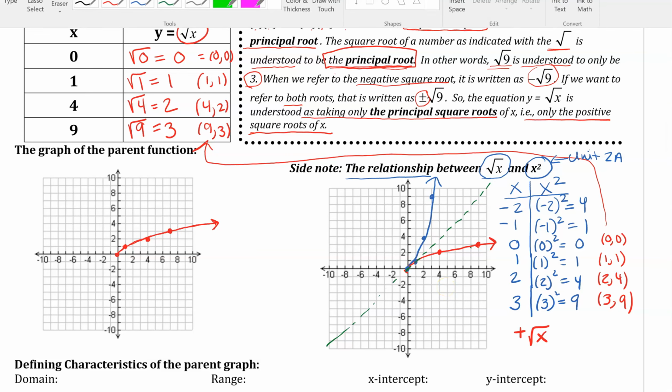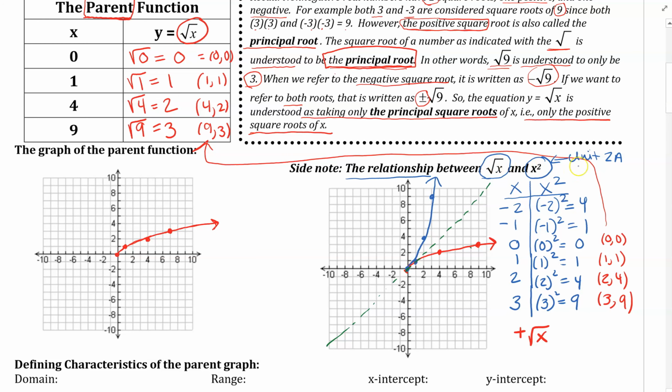Let me clarify this a little bit. We could say they're inverses of each other for values of x that are greater than or equal to 0. So from here on, x squared and the square root of x are exact inverses of each other. And that's how I want you to always think of it. They will basically reverse each other. The square root will undo the square, and the square will undo the square root, and they will act as inverses of each other.